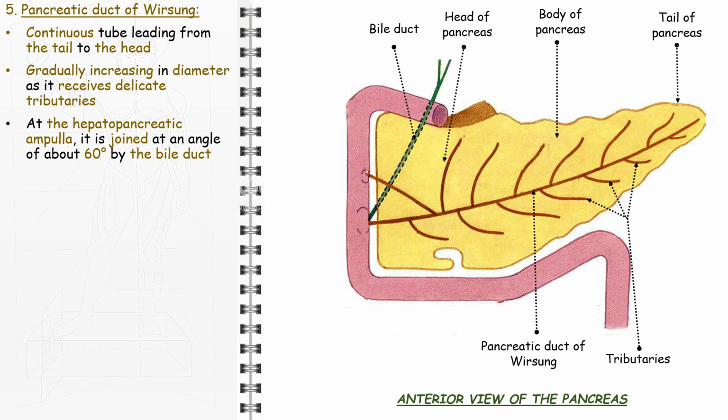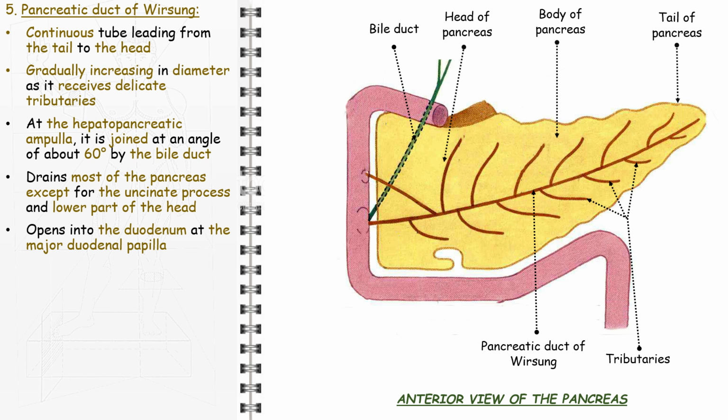duct. It drains most of the pancreas except for the uncinate process and lower part of the head and opens into the second portion of the duodenum at the major duodenal papilla. The pancreatic duct has its own sphincter.